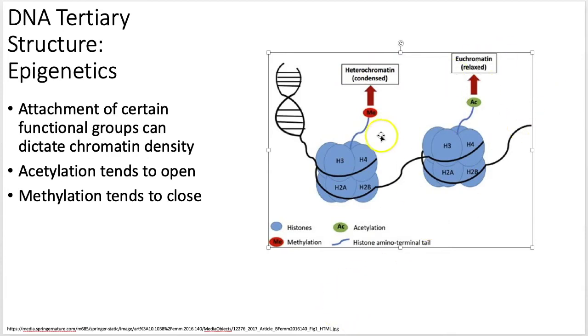It's such a stupid way to look at it. It can condense down if you add methyl groups. So you can deacetylate and add methyl groups, and that tends to make it nice and dense. If you acetylate and demethylate, that can kind of open it up. And so the balance between those things can decide how tightly packed or how loose your chromatin is.